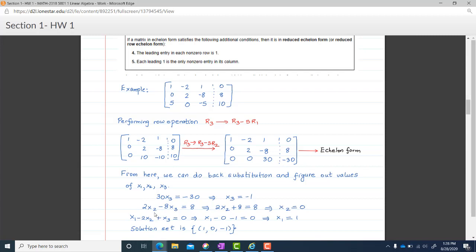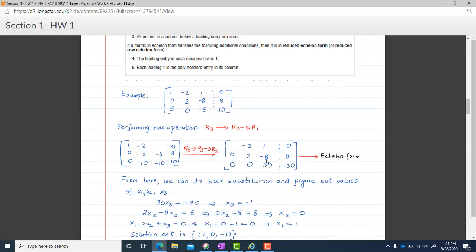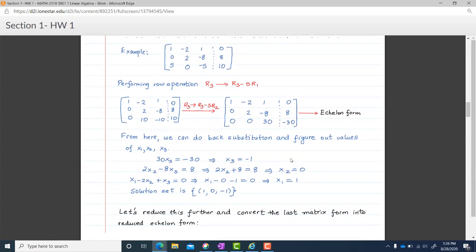Then from my row 2, look at these numbers right here: 2x2 minus 8x3 equals 8. Plug in the value of x3 and you get x2 as 0. And similarly, from row 1, you have x1 minus 2x2 plus x3 equals 0. Plug in x2 and x3, you get x1 equals 1. So we have a solution, actually a unique solution in this case. All three planes intersect at (1, 0, negative 1) in the 3D coordinate system.